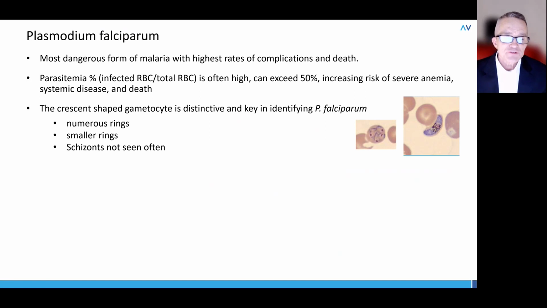Other features of falciparum is that there are often numerous ring forms present within the red blood cell. Here, this is our patient, and there are how many? Four here? Four ring forms within this RBC. The rings can be smaller than in other species. And interesting is that you don't generally see the schizont in circulation. I have a picture of one in a moment, but this is unusual in falciparum.